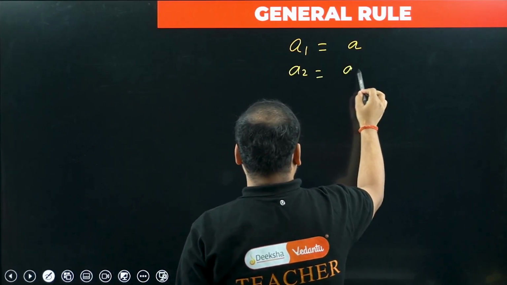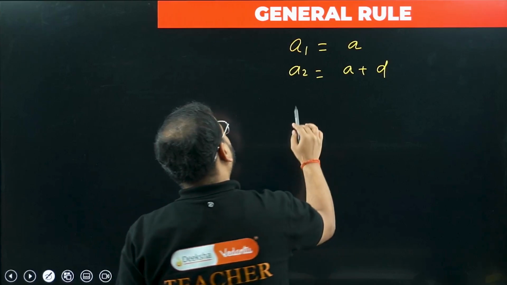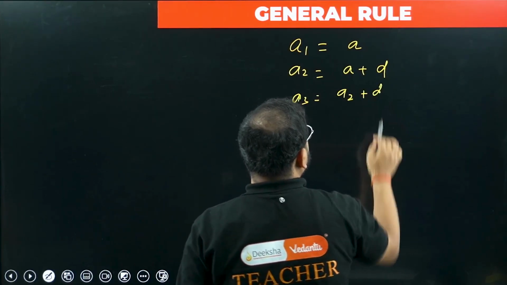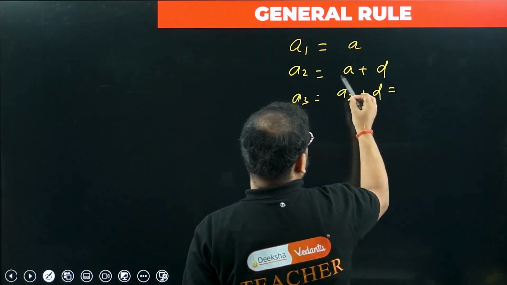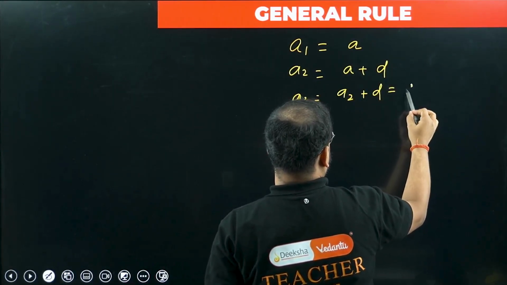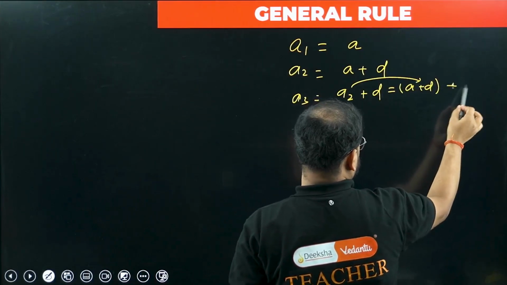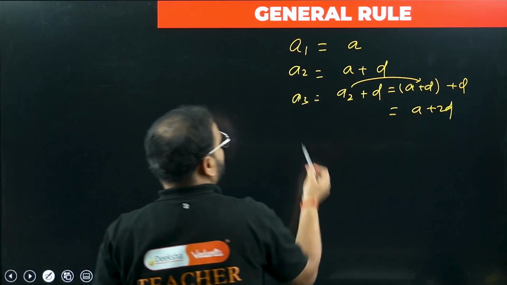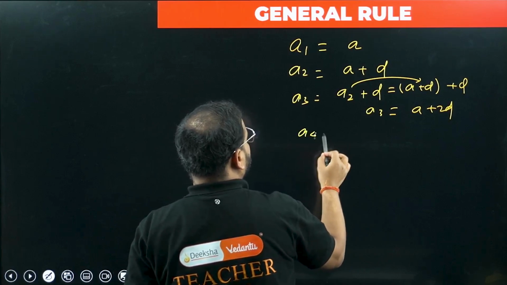First term plus the common difference. Third term, please tell me, is the second term plus the common difference. What's the second term? A plus D. So A plus D, which is the second term, plus D gives a plus 2D. This is going to be my a3.